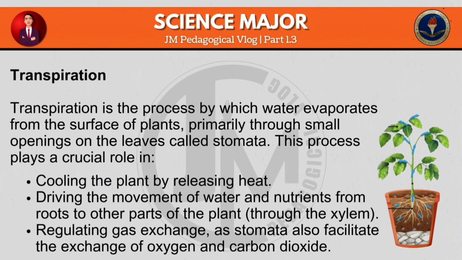Transpiration is the process by which water evaporates from the surface of plants, primarily through small openings on the leaves called stomata. This process plays a crucial role in cooling the plant by releasing heat, driving the movement of water and nutrients from the roots to other parts of the plant through the xylem, and regulating gas exchange, as stomata also facilitate the exchange of oxygen and carbon dioxide.